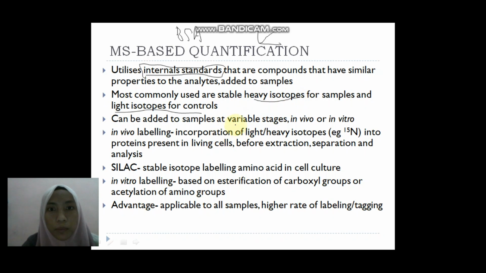It can be added to samples at variable stages, in vivo or in vitro, and basically you can follow all this. We have SILAC, stable isotope labeling amino acid in cell culture. So they add these isotopes in the cell culture to read out as tagging.